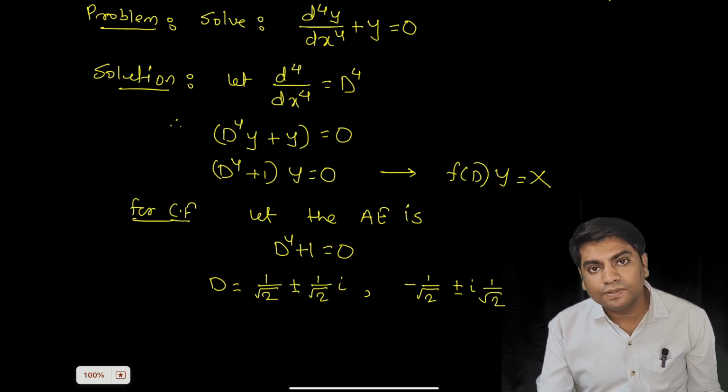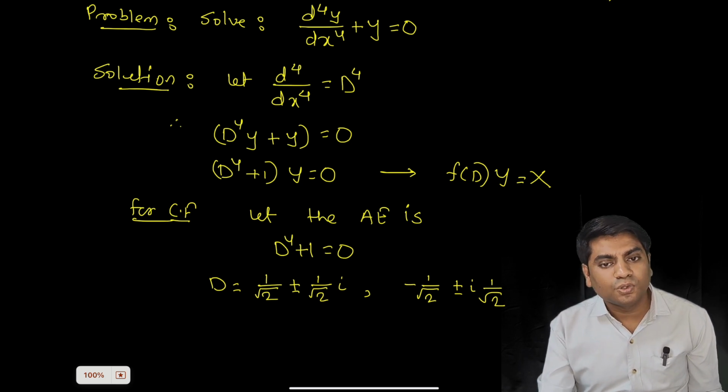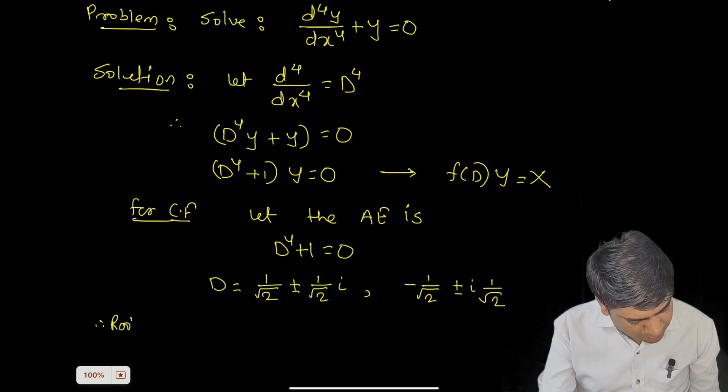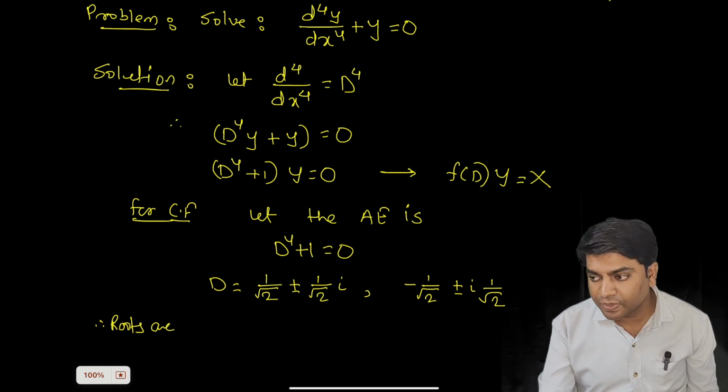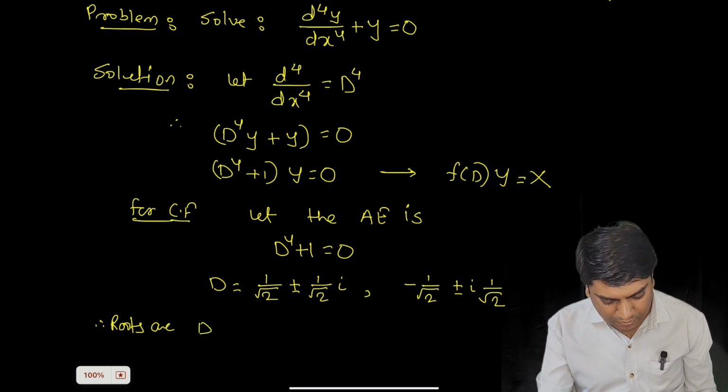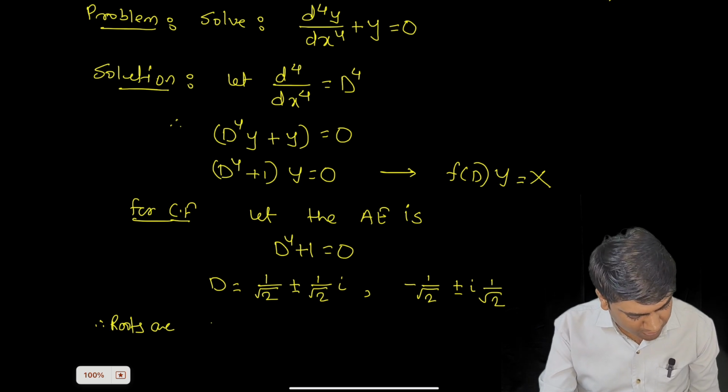It means here we have the four roots: 1 upon root 2 plus 1 upon root 2 i; second, 1 upon root 2 minus 1 upon root 2 i; third, minus 1 upon root 2 plus 1 upon root 2 i; and the last one, minus 1 upon root 2 minus 1 upon root 2 i. So let me write here the roots, D is equal to, let me write the roots here only.